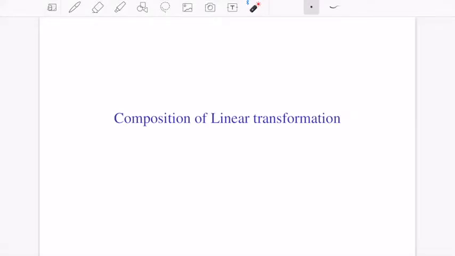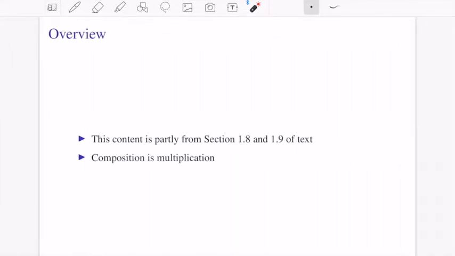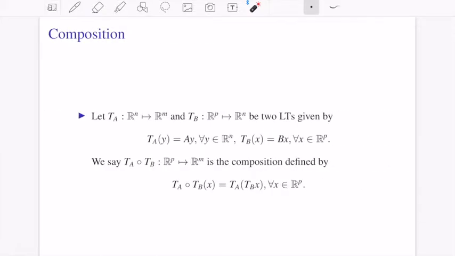Hello everybody. In this part we are going to talk about composition of linear transformation, which is from sections 1.8 and 1.9 of the text. The only thing we want to address is that linear transformation composition is multiplication of two matrices. So what is composition? Suppose there are two linear transformations, TA and TB.